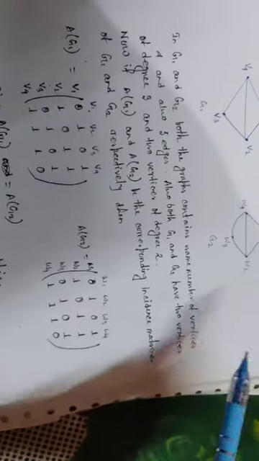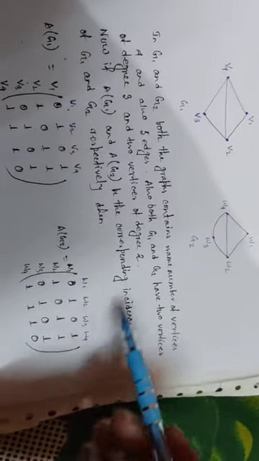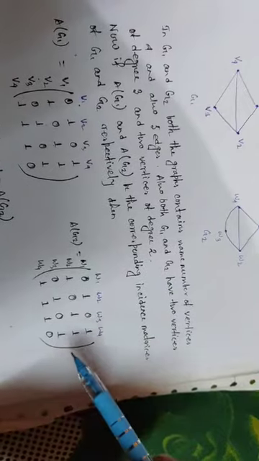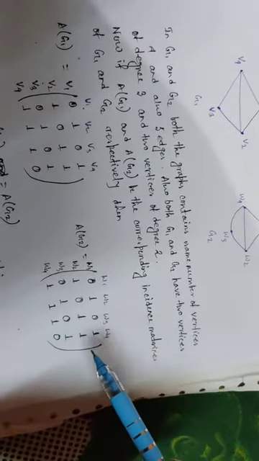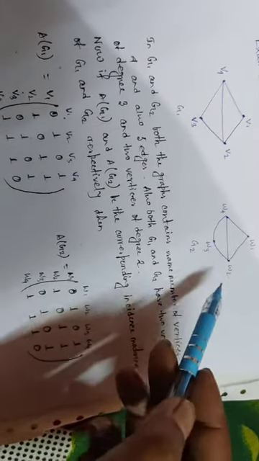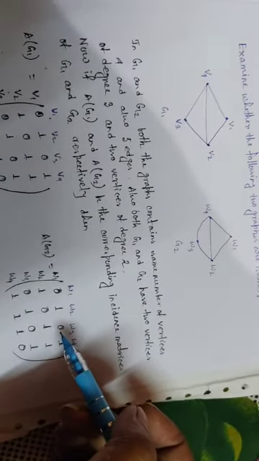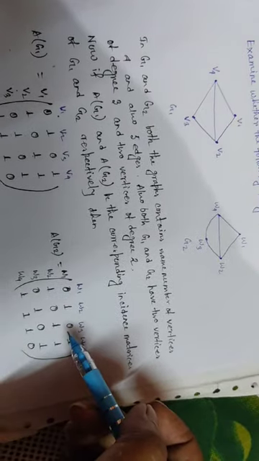And now we will construct the adjacency matrix of the second graph. Similarly, we first construct the 4 cross 4 matrix, that is W1, W2, W3, W4, and all the diagonal elements are 0. W1 is connected with W2 and W4, so I put 1 for W2 and W4, and there is no connection from W1 to W3, so we put 0.